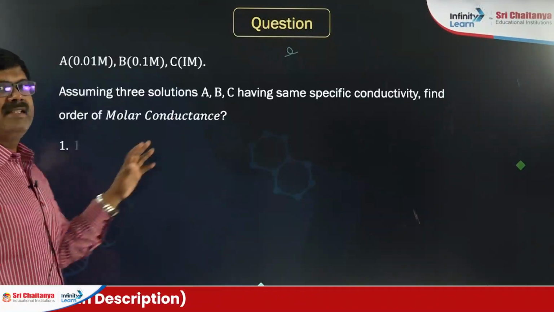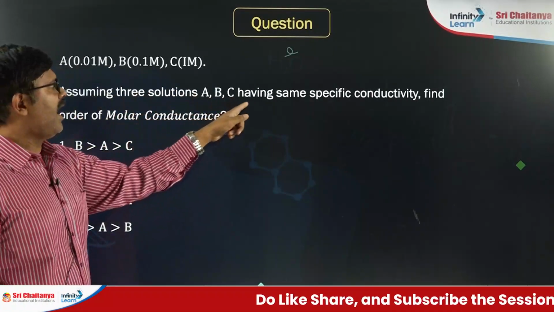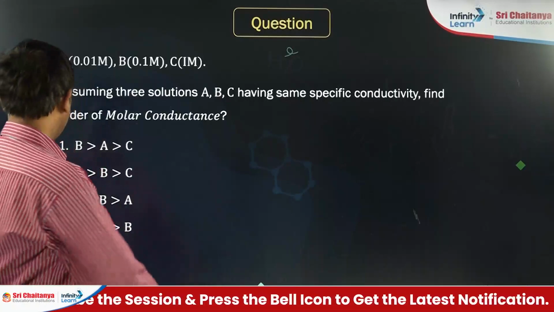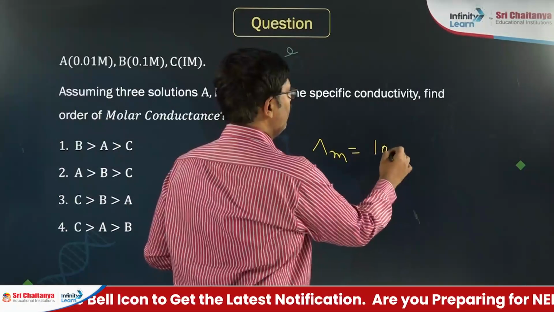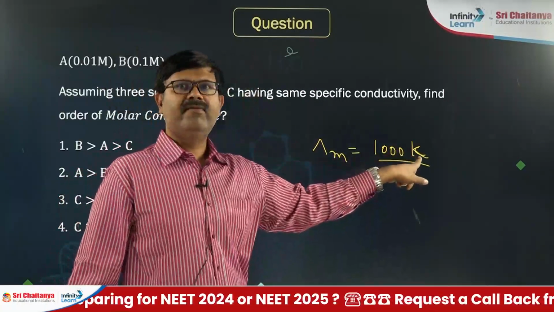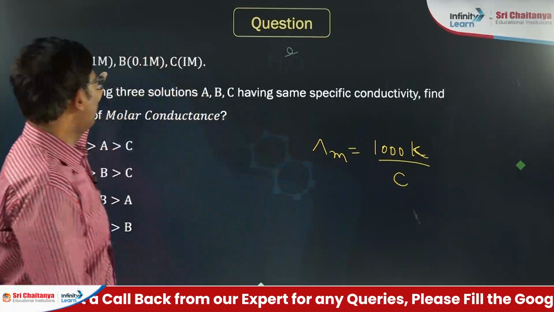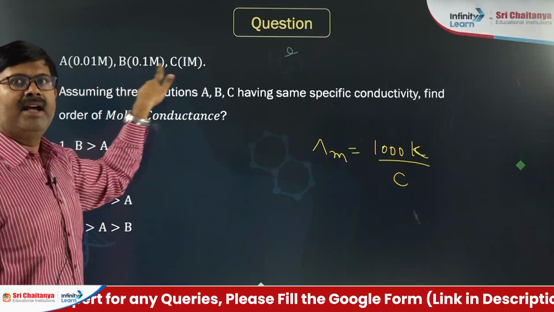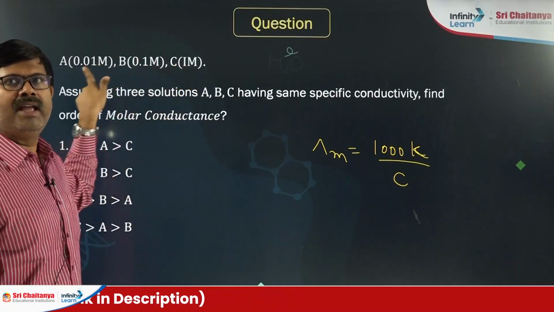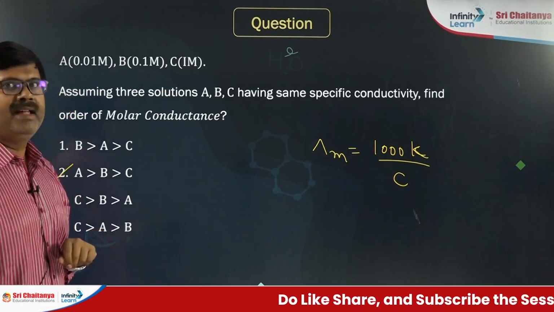Okay. Now let's see problems on this. See, there are three solutions A, B, C. Assuming the three solutions have the same specific conductivity, find the order of molar conductance. We know that just now we have seen the formula lambda m is equal to 1000 K by concentration. When specific conductance K is the same for all three, lambda m and C are inversely related. Therefore, the lower the concentration, the higher the molar conductance. The higher the concentration, the lower the molar conductance. So C is the lowest and A is the highest. So if you see the options, A greater than B greater than C.